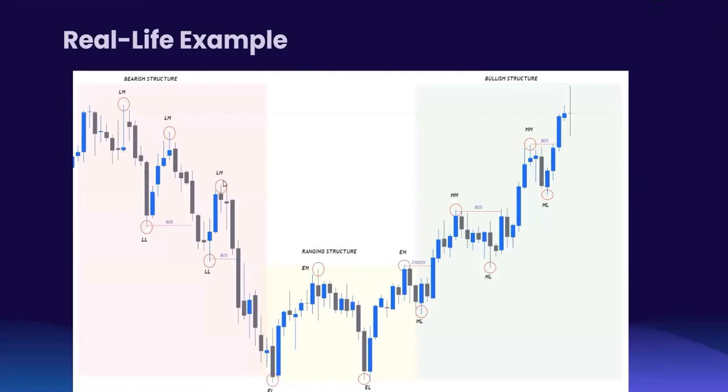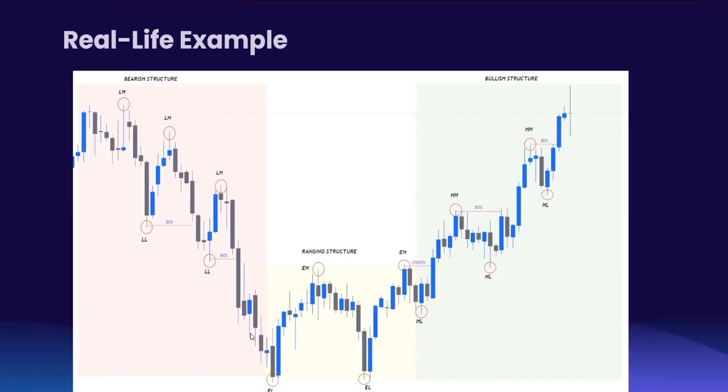So this is, if I'm not mistaken, the daily chart for gold. And here we have three different types of structure: bearish structure, ranging structure, and bullish structure. As we've been looking all the time, very easy. Bearish structure: lower highs, lower lows, lower highs, lower lows, and break of structure to the downside. Price is breaking structure to form lower lows.